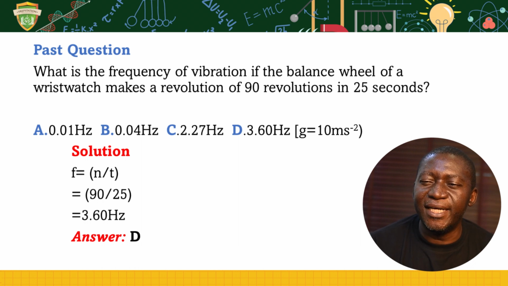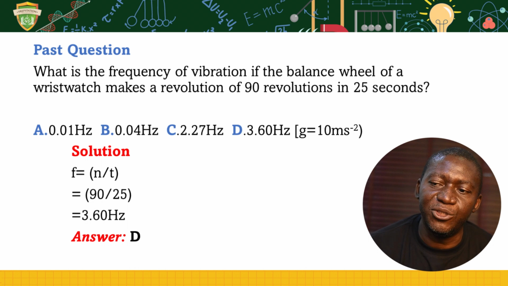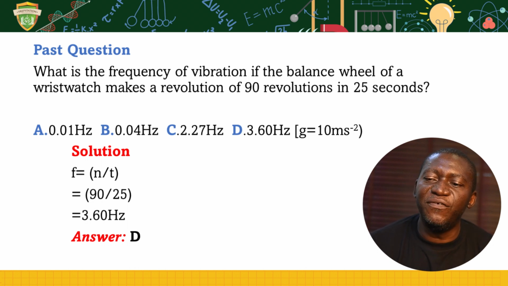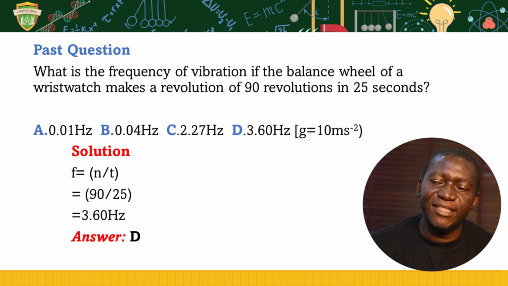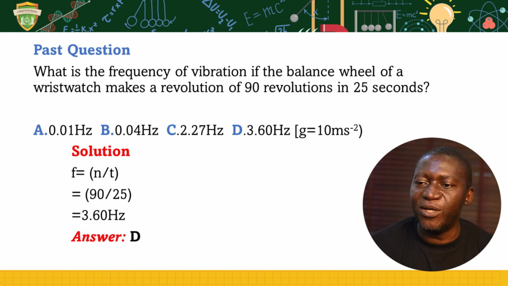Now, we know that frequency is going to be the number of revolutions divided by the time taken. If you notice here, they told us that we have 90 revolutions in 25 seconds. So the frequency of vibration here is going to be 90 divided by 25, which will give us 3.6 hertz. And so if you look at the question carefully, the right option there is option D, which is 3.6 hertz.